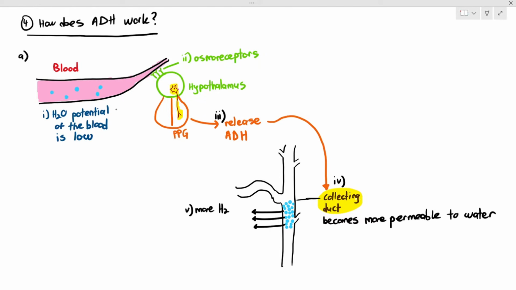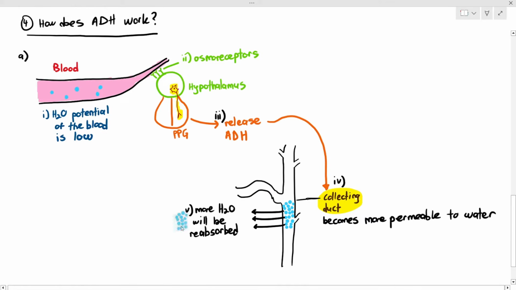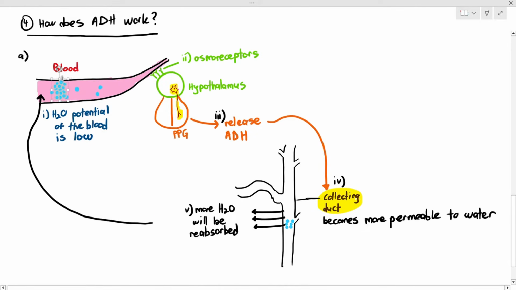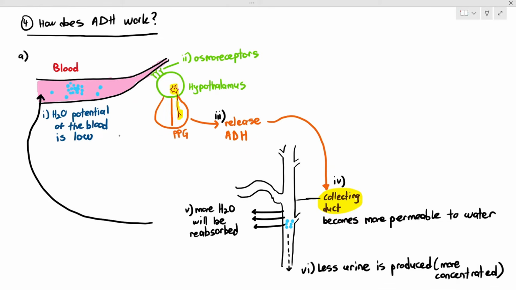See here. When more water is reabsorbed, a lot of water from the collecting duct goes out and back into the blood. Look at the amount of water inside the blood right now. It is much higher. And look at the amount of water left in the collecting duct. It is very low, so less urine is produced. Remember, that's what ADH does. It reduces the amount of urine. So the urine is more concentrated, which means it has more salts and more urea. The urine will have a tea color, a very brownish amber color.